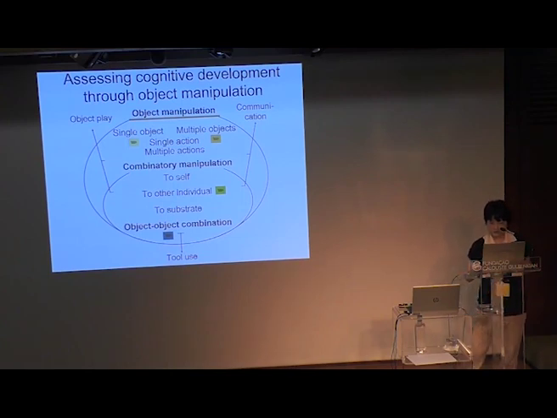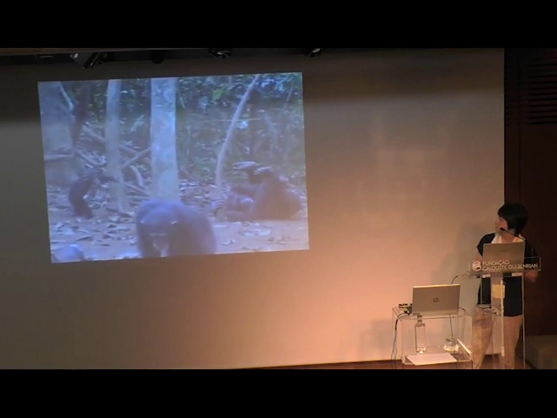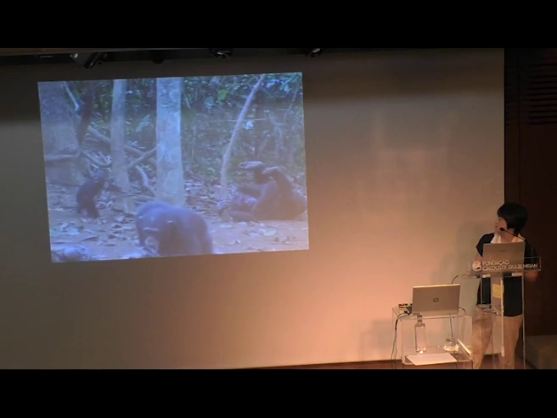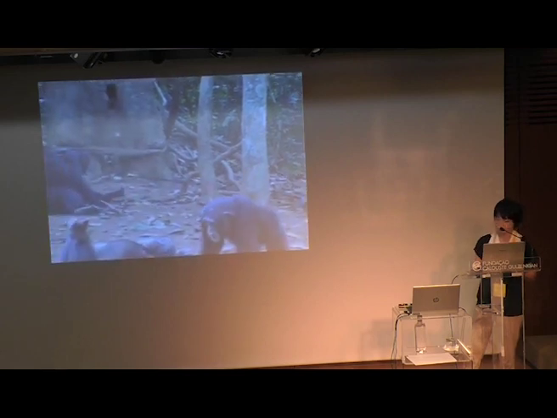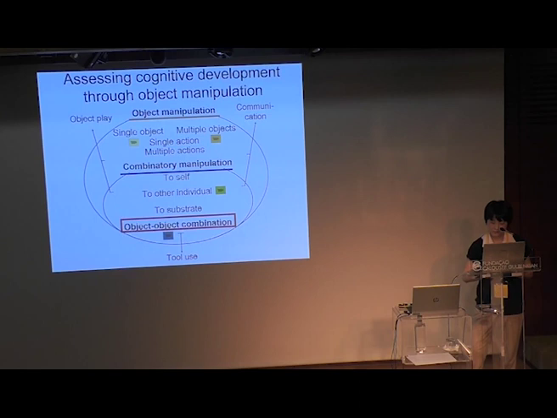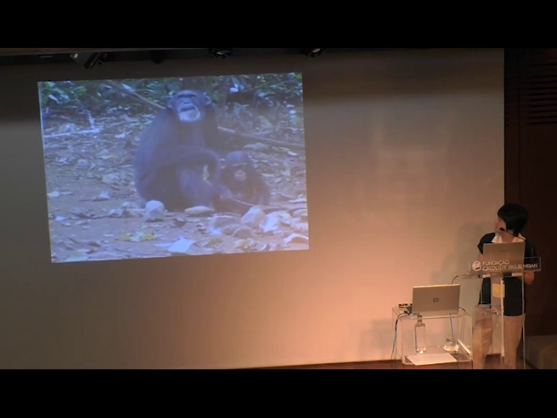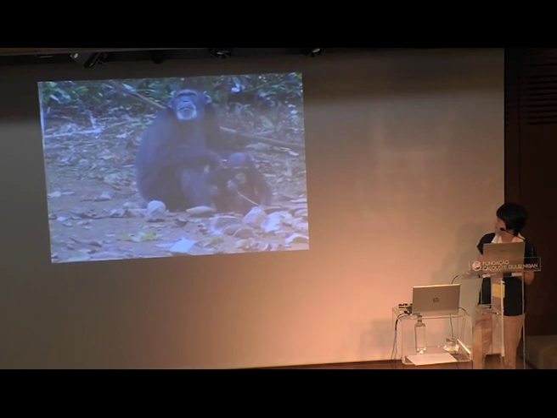Then he also starts to show combinatory manipulation, which manipulates objects in relation to the self-body, to the substrate, and to another object. This video shows combinatory manipulation to other individuals. The infant is manipulating a big branch to touch the adult. So this is combinatory manipulation to another individual. And then they start to exhibit object-object combination, like in this case. He's touching a twig onto a stone.